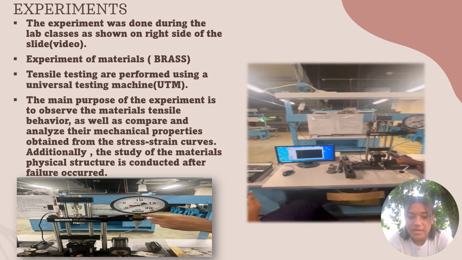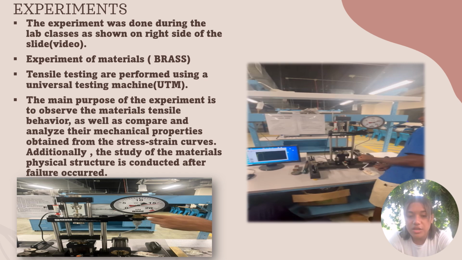That is where you can see when the brass is being stretched by the UTS machine, as you can see on the computer, the line moves along. So when the line moves along, it will show you that this brass is stretching, and the graph also started to move, and it will show a curve when it's about to break. So it shows the strength of the material, the object brass. The study of the material's physical structure is conducted after the failure occurred.